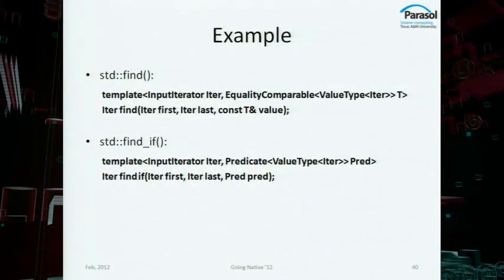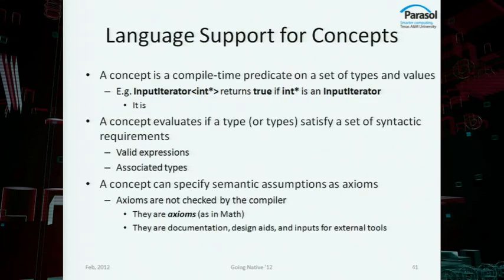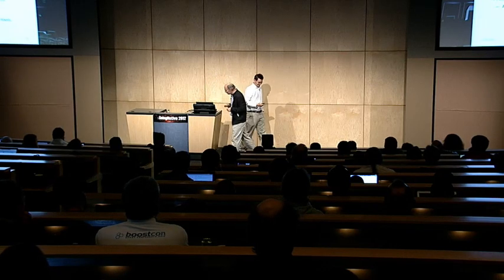Find, which you've seen, takes an iterator, and you want equality to compare the value type. Okay, that's the version that's uniform. And find_if is the one that takes a predicate. And at this point, I think I should give Andrew his half hour. He can talk about the language part of it.